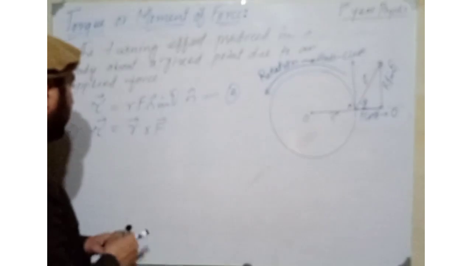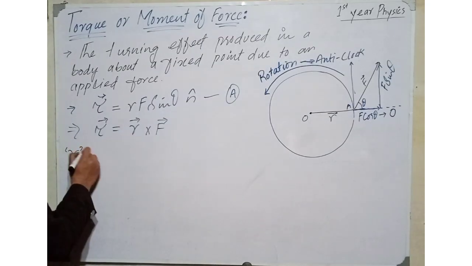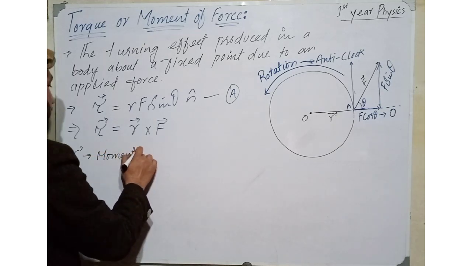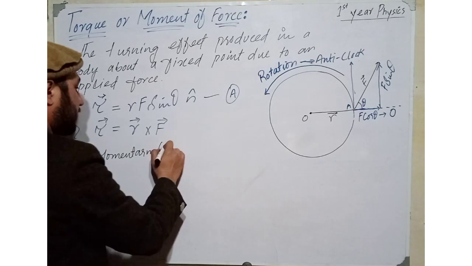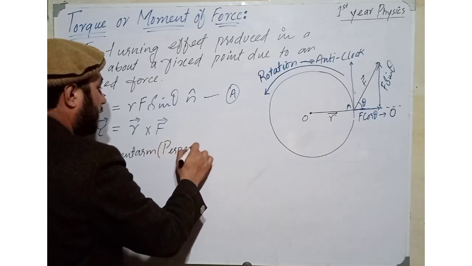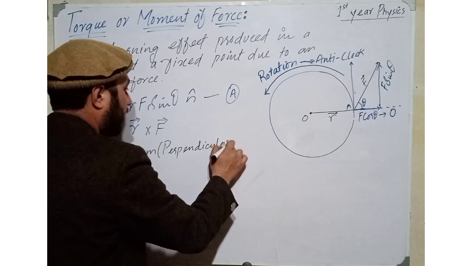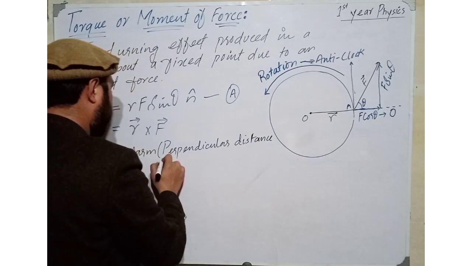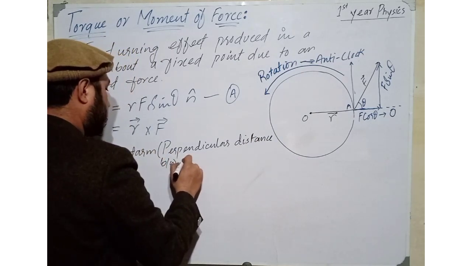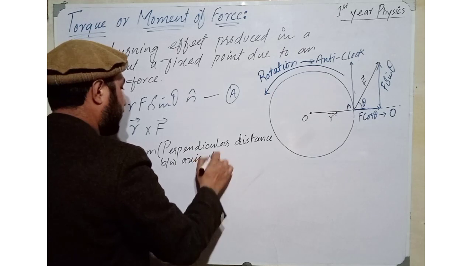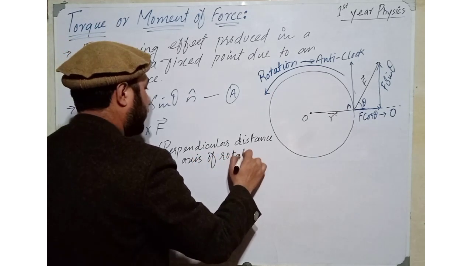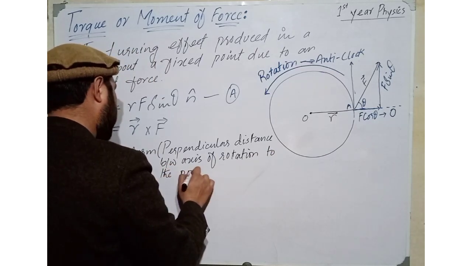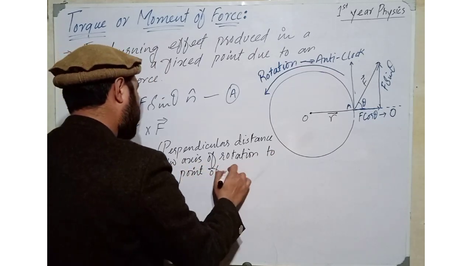Now this r is what we call the moment arm, and this moment arm is the perpendicular distance from the axis of rotation to the point of action of force.